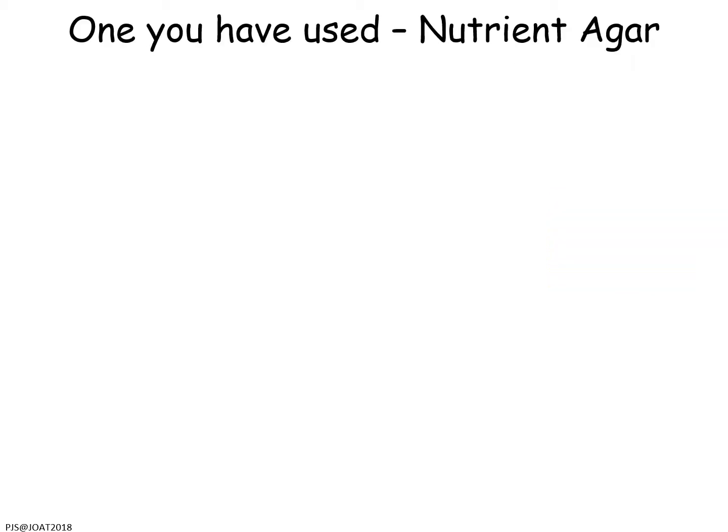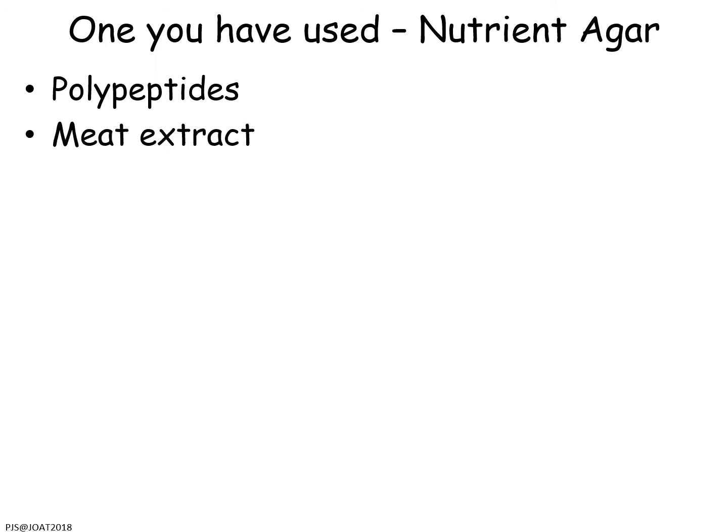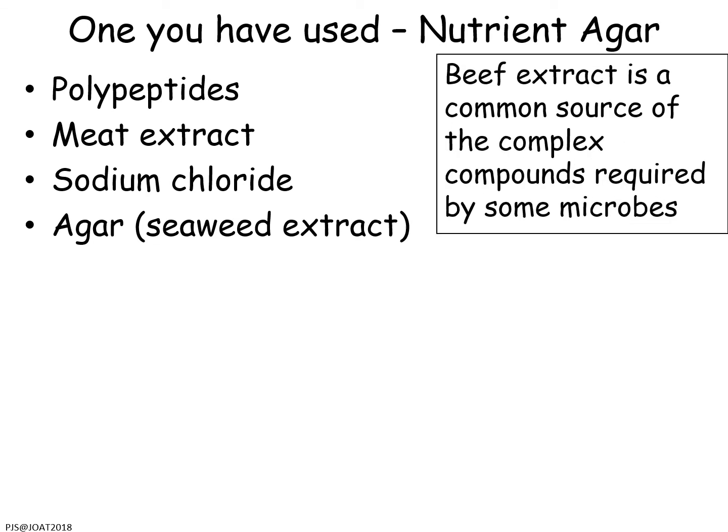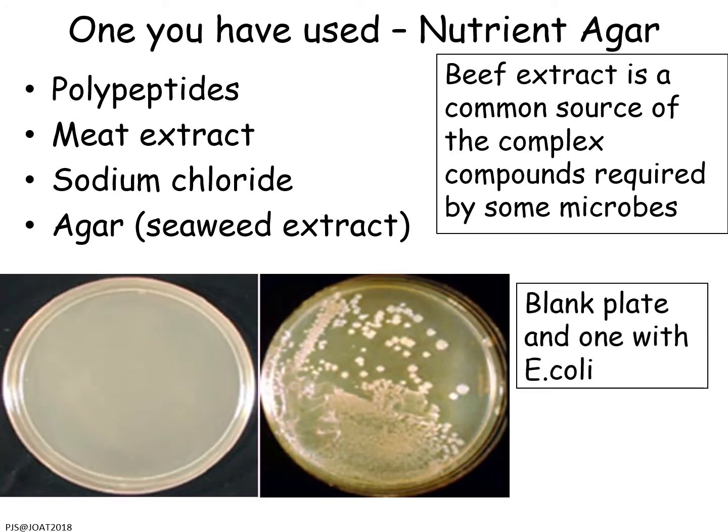The one that you have used and will have seen most commonly, but wouldn't necessarily have thought about what's in it, is nutrient agar. Nutrient agar obviously contains agar, but it also has some polypeptides, meat extract, and some salt. Beef extract is really common because it gives you a lot of the complex compounds that loads of microbes need. And then we have a wee picture here of what a blank agar plate might look like, and one which has been colonized by quite a lot of E. coli.